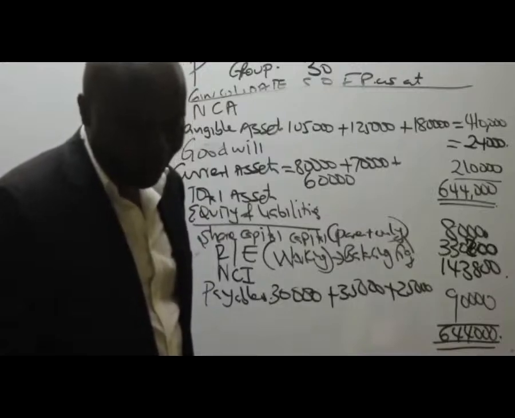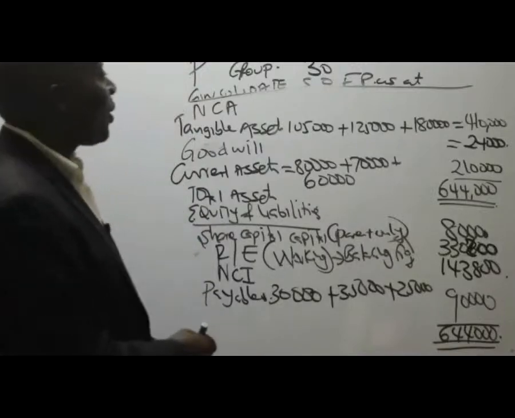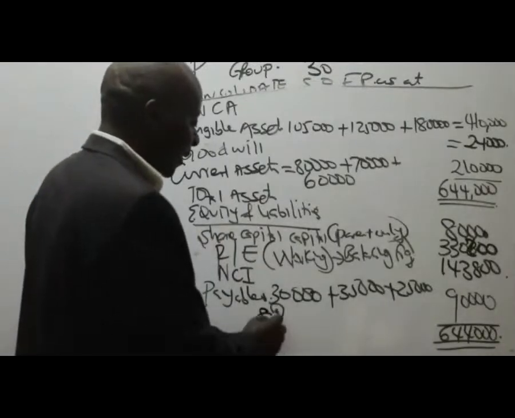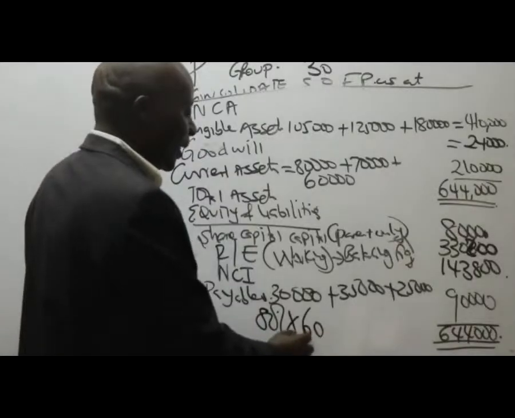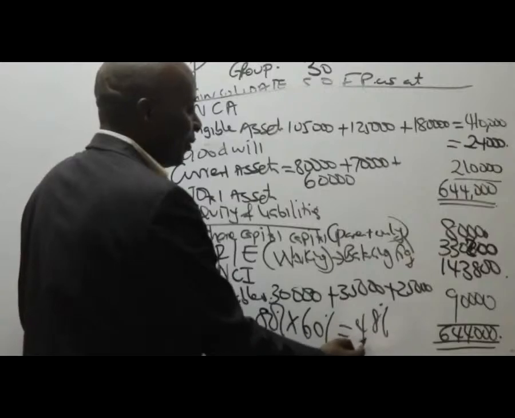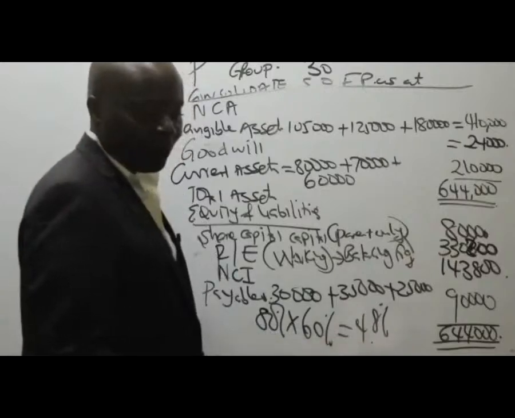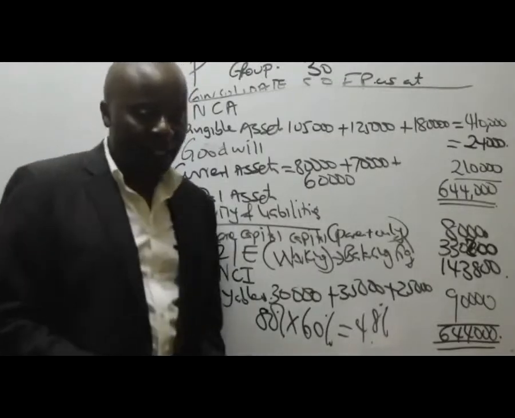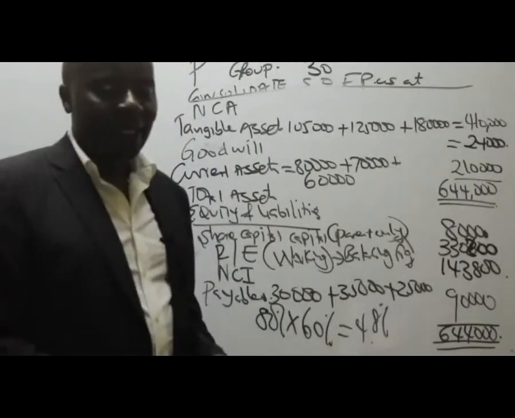How we calculated 52%. If you can recall, the parent had 80%, and then S had 60% in SS. So this gave us 48%. The difference between this and 100, the complementing figure, is 52. That becomes, in this case, the NCI.